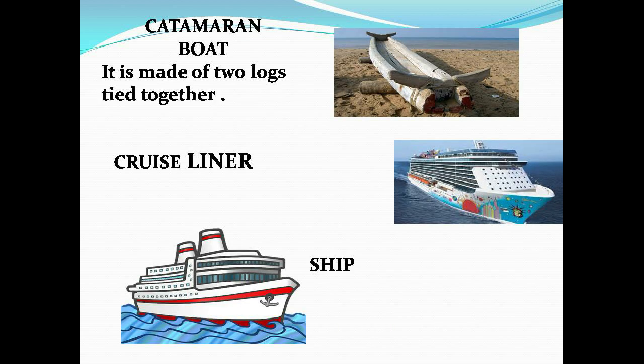In this slide, we can see a special type of boat known as catamaran boat. It is made up of two logs that are tied together. Ships and boats load and unload their goods and passengers at harbour. Large ships that have restaurants, hotels, swimming pools and cabins for people to sleep are called liners. Cruise liners carry hundreds of people at one time. Some ships carry oil, grains and other heavy goods from one part of the world to another. In this way, water transport plays an important role in our lives.